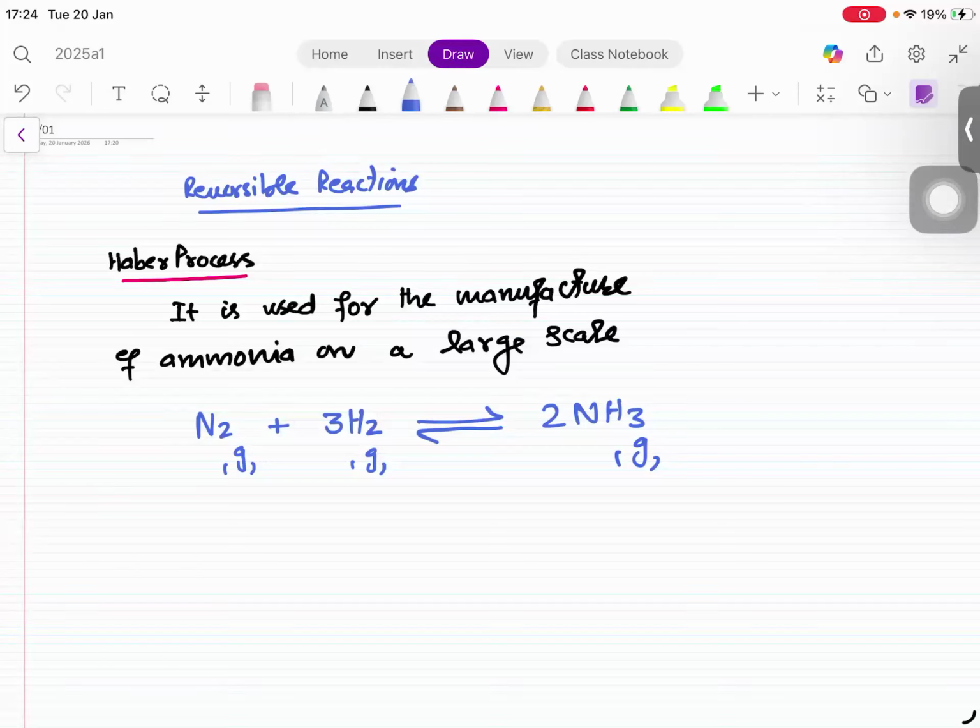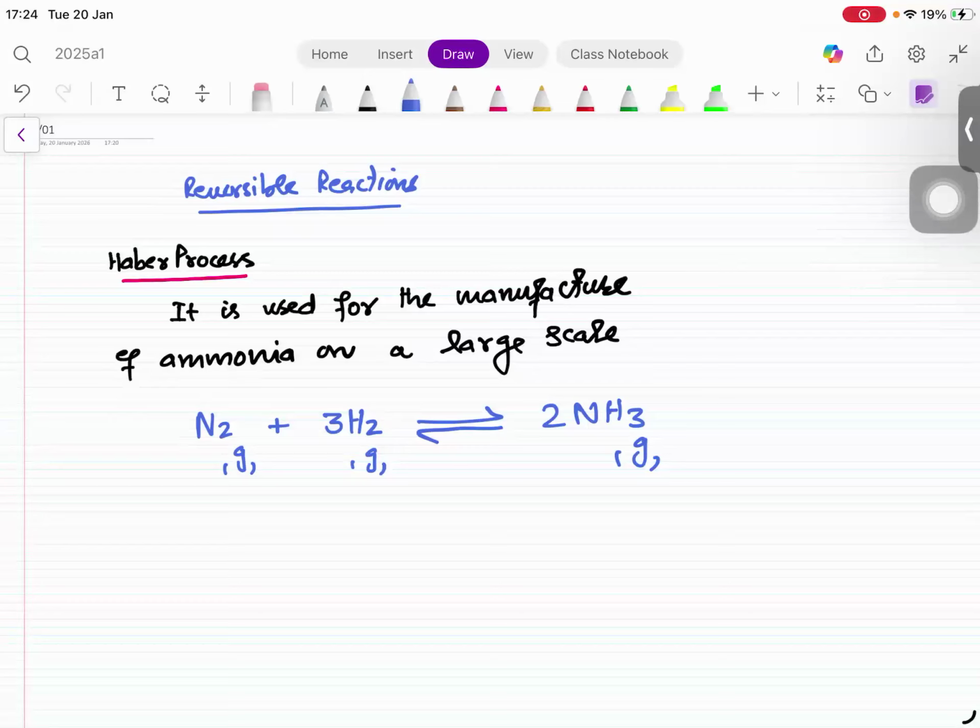Ammonia is a very useful chemical. It is used for the manufacture of fertilizers. It is used for the manufacture of explosives. A lot of uses for ammonia. And fertilizers are very, very useful substances. They are being used throughout the world for the better growth of the crops because they provide nutrients to the crops. So ammonia is a key compound which is used for the preparation of fertilizers.